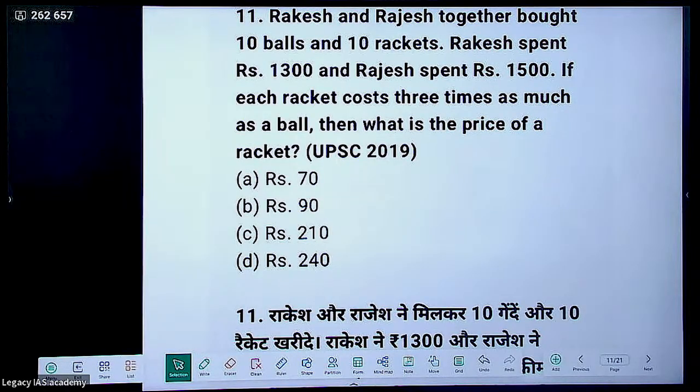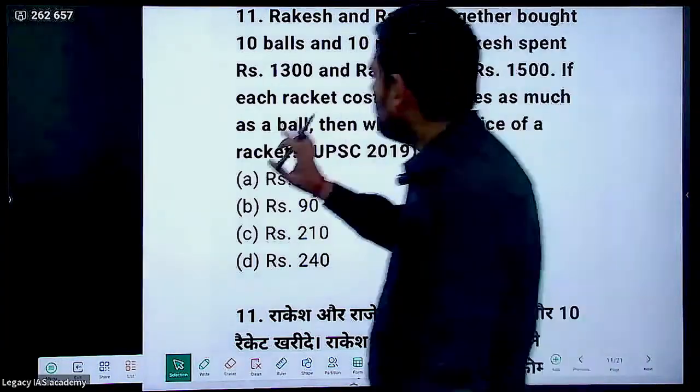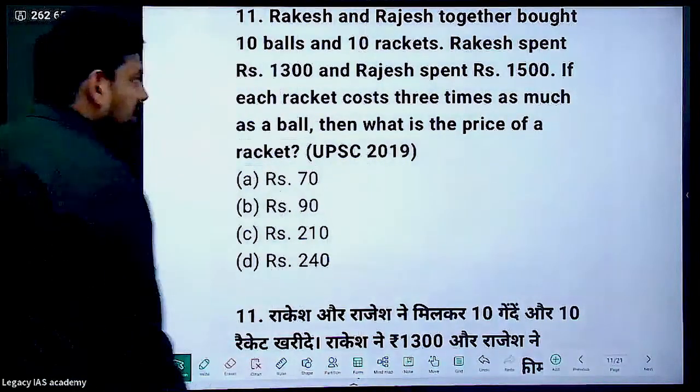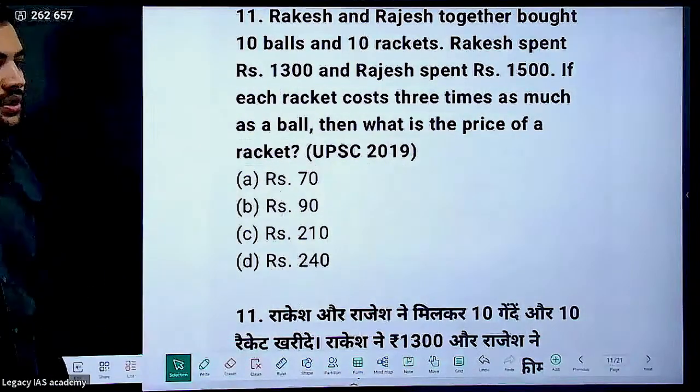Then see, it says if each racket costs 3 times as much as each ball. So what you have taken, x and y, the cost of ball and racket. So write an equation with respect to that. No, that is done. The other equation. If each racket costs 3 times as much as a ball. Think about it slowly, then you'll understand.